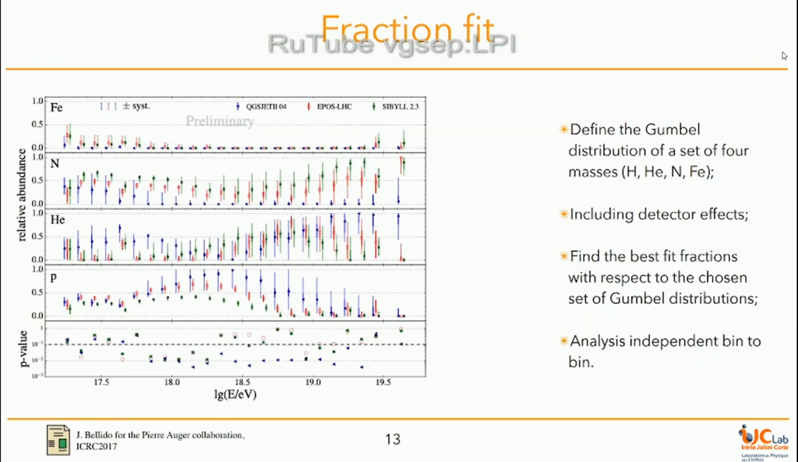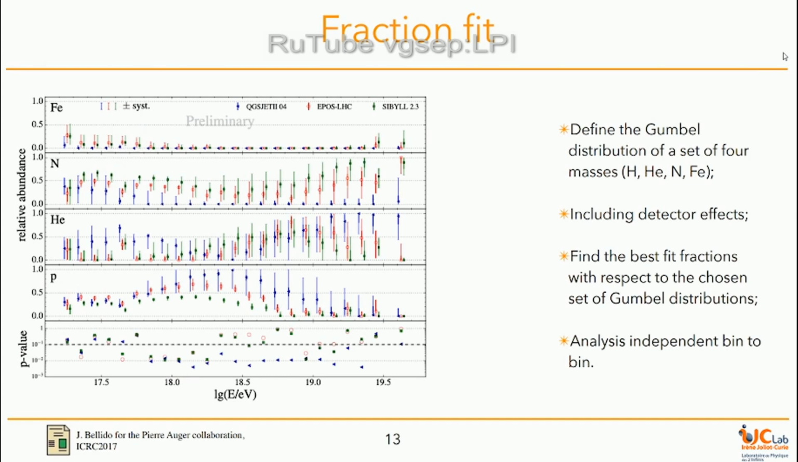There's a tool that I'm not going to detail, called the fraction fit, that tells us which mass fractions are required at each energy. Basically, taking into account four representative masses, here proton, helium, nitrogen, and iron, one can have an estimation of what is required.